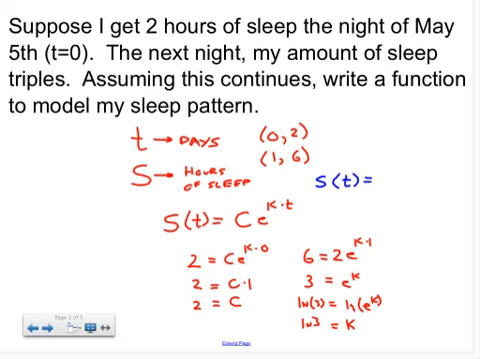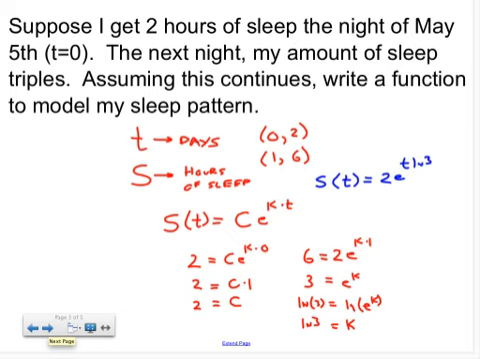S of t equals 2e. Now watch how I write this, because this is kind of important. I don't want to confuse where the variable is and where the natural log is. I don't want to think that the t is part of the natural log. So I'm going to put the t in front of the ln 3. I can read that as t times the natural log of 3. If I put it after the ln 3, I might get confused and think that it's part of the natural log when it's not.